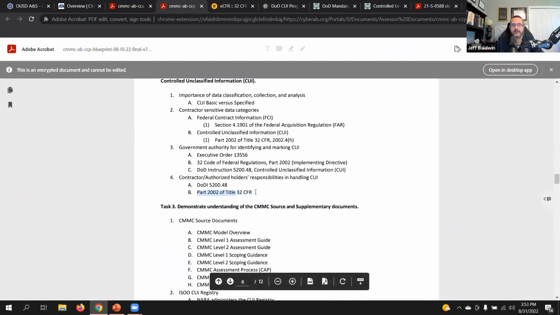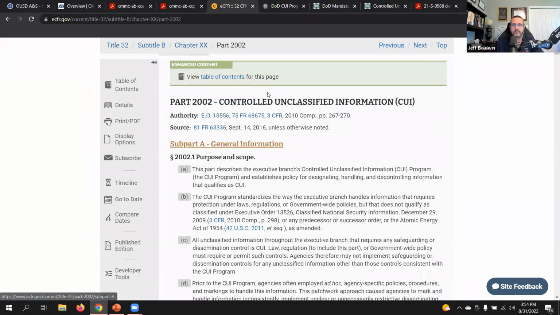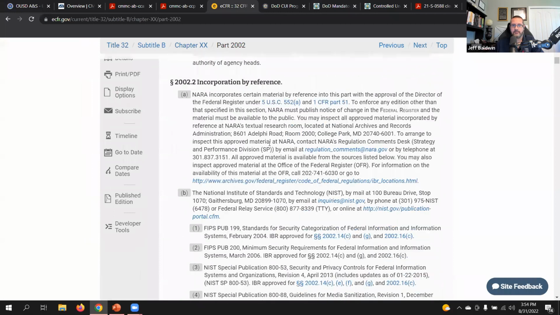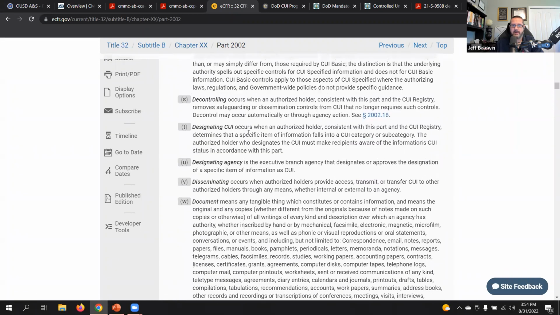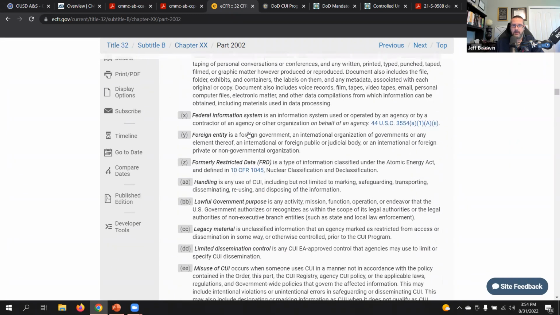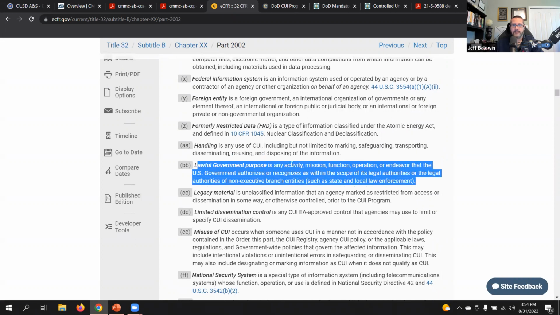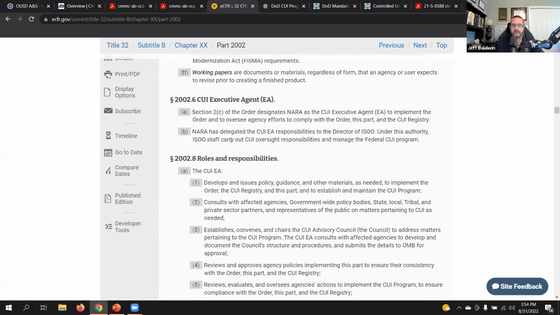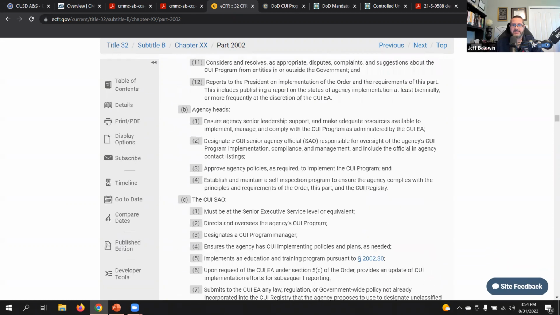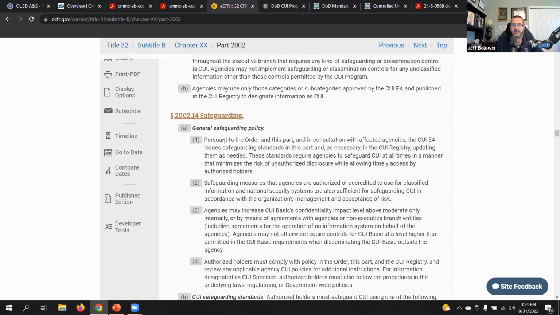And then part 2002 title will also tell you, I think we have that right here. There's a bunch of the good definitions. I think that also should have one for lawful government purpose. That's a good one to understand. There's some of the roles and responsibilities for the agency heads. CUI registry, we'll hit on that one a little bit. Safeguarding, that's what I was looking for.